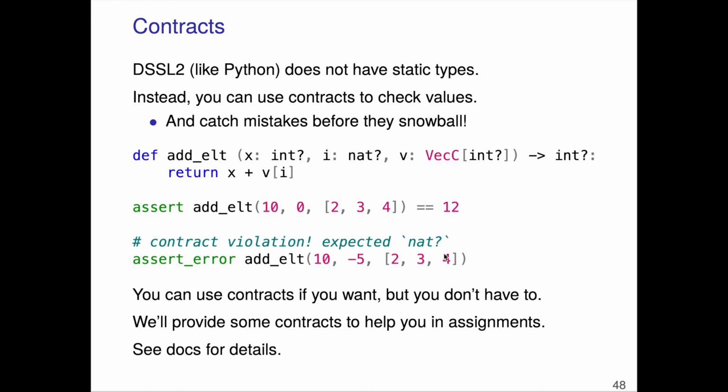Contracts basically check your types. In Python and DSSL2, you don't really have types in front of the variable. For example, in Java and C, you have to put double something or int something. But in DSSL2, we don't do that. So that's why we need contracts to check it. For example, here we check int question mark and NAT, the natural number question mark, something like that, to check whether the element has the same type that you desire it to be.